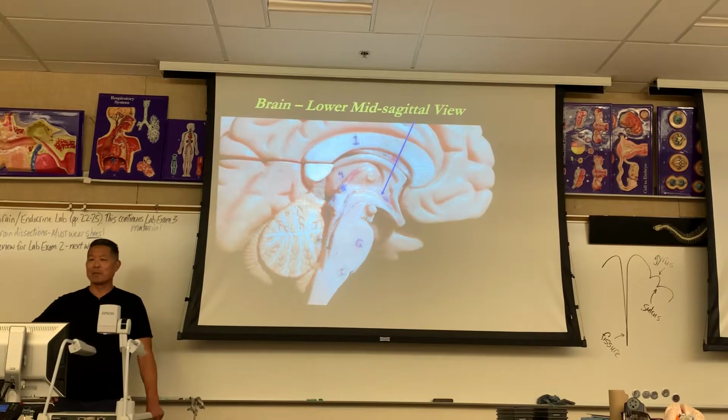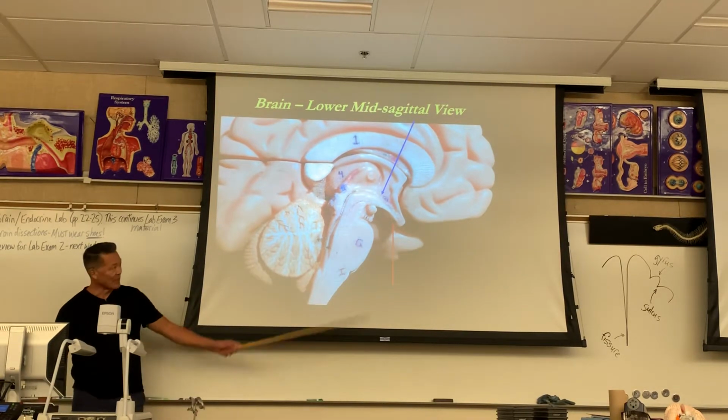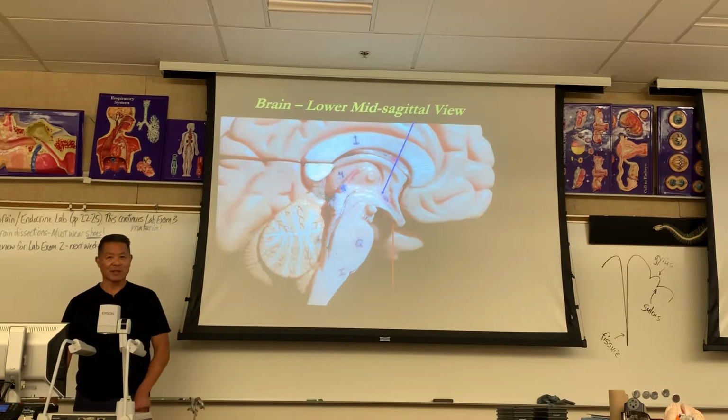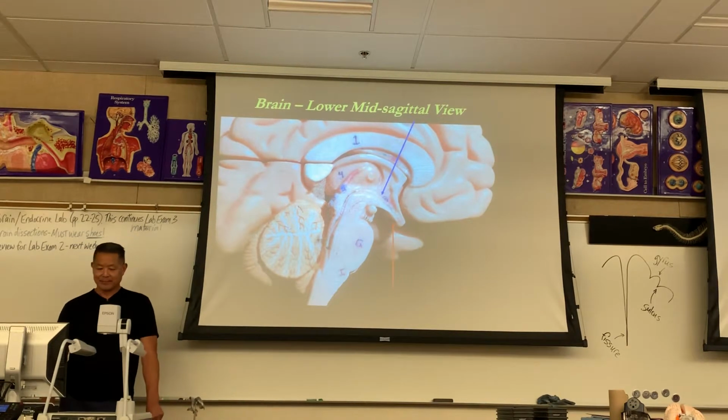Do I need to repeat how to find the hypothalamus? Everybody got it? And so that's what the orange arrow is. It's showing you where the pituitary comes out. Okay.